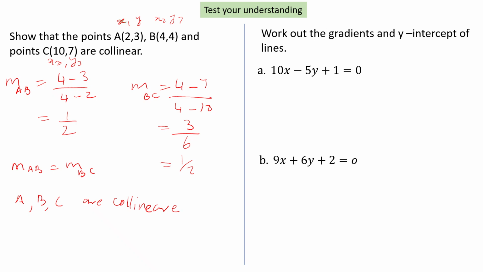Next one, work out the gradients and y-intercept of lines. So we need to rearrange this equation. So in this case, I'm going to rearrange y other side, plus 1 equals 5y. So divide by 5 both sides. So y equals 2x plus 1 over 5. So the gradient is 2, y-intercept is 1 over 5.